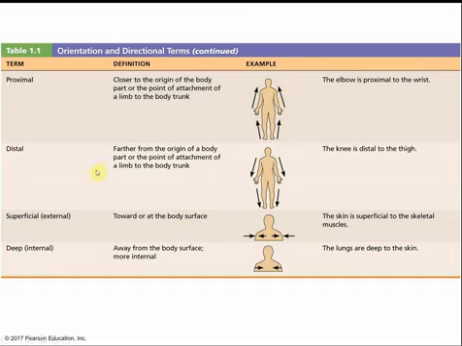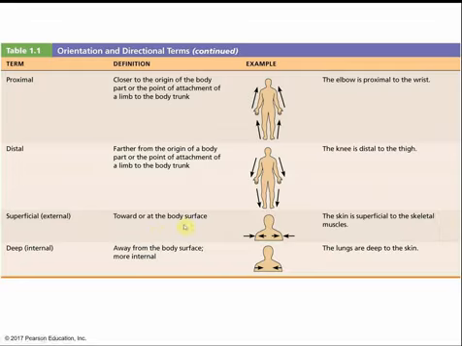Distal, being the opposite, would be farther from that point of origin. So the knee is distal to the thigh. Sometimes it's easy to get proximal and distal confused with superior and inferior. So we could say the knee is superior to the ankle, and you technically wouldn't be wrong, but to be more correct, it would be the knee is proximal to the ankle. So to show that we're referring to a limb specifically.